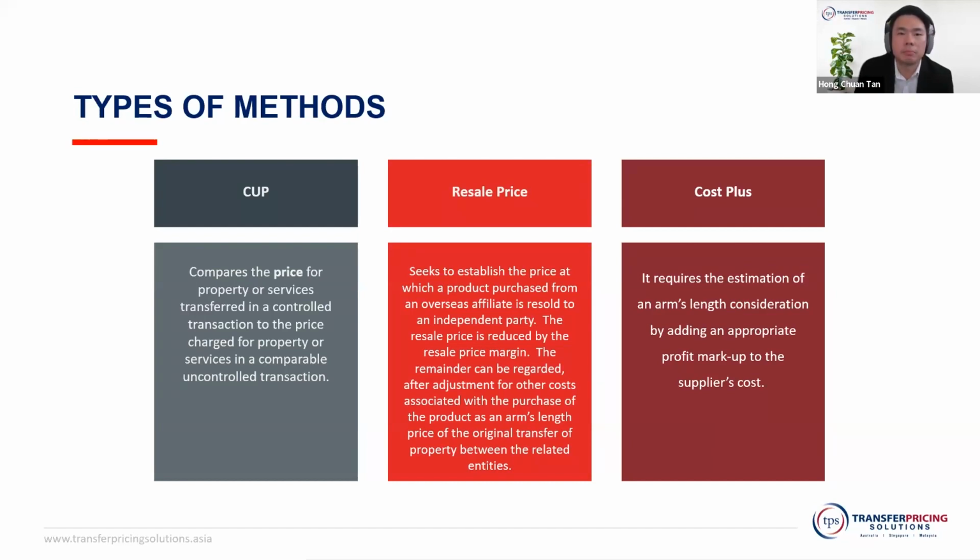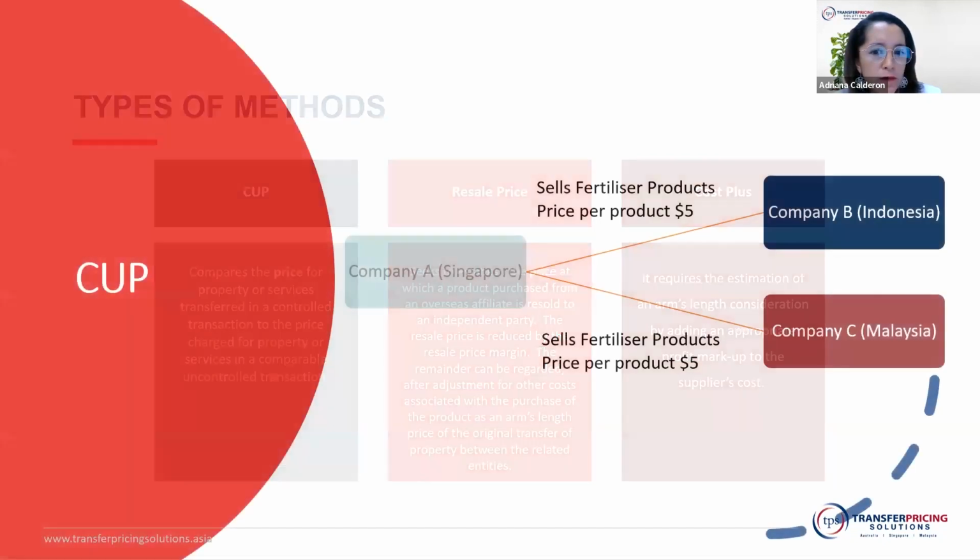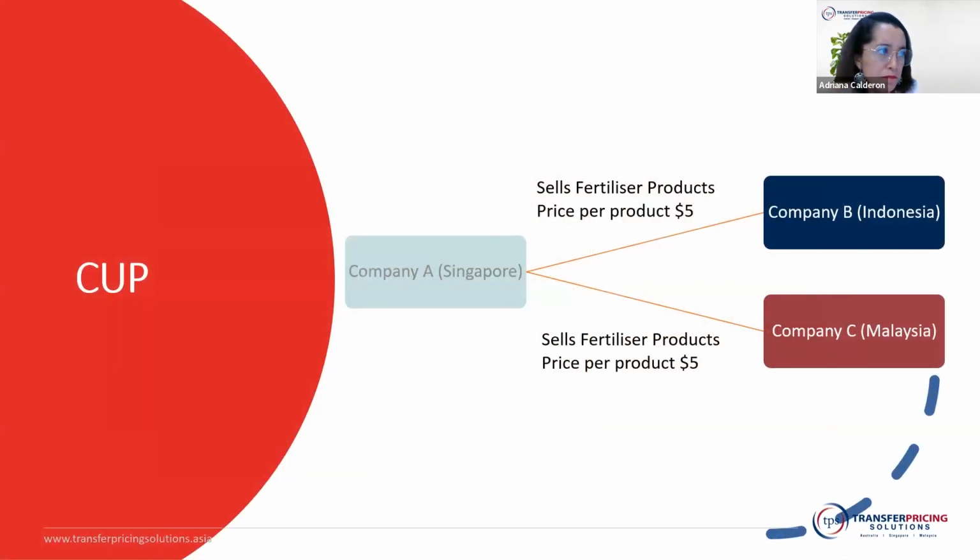Maybe it will be good with a couple of examples, one for each method, so people specifically understand how each method operates. So you want to first explain the CUP? Yeah, right. So when we're looking at CUP, again, we're looking at the price, right?